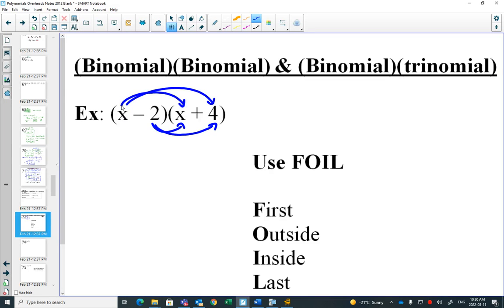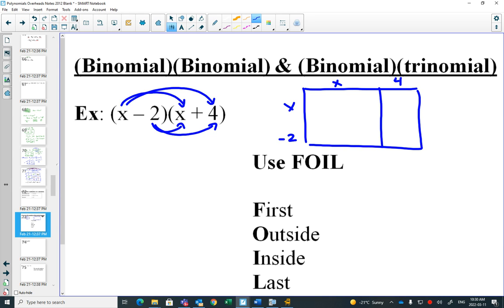The arrow thing, which is related to your area, right? Again, you can always use your area, x minus 2, x plus 4. The area thing even works with minuses. This would be x squared. This would be 4x. This would be minus 2x. And this would be minus 8 when you multiply with the negatives.